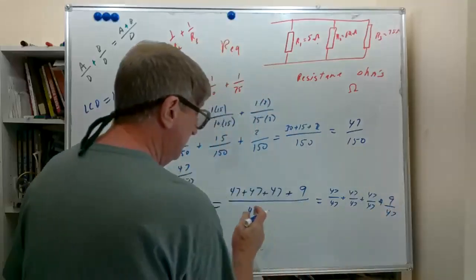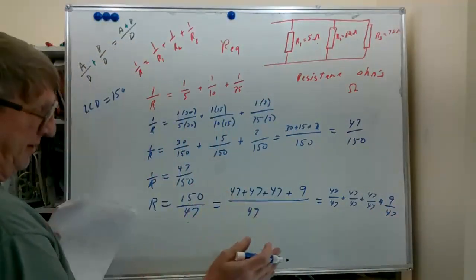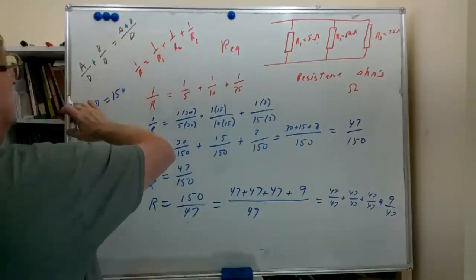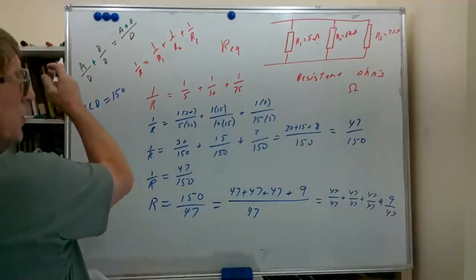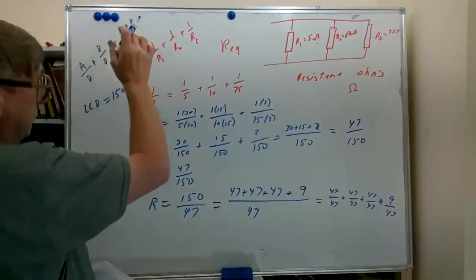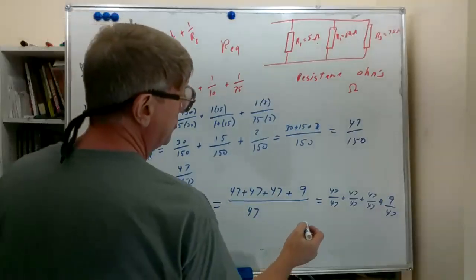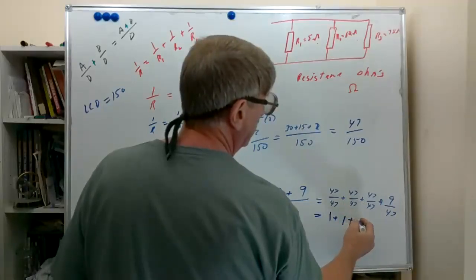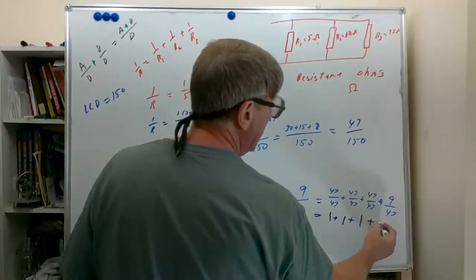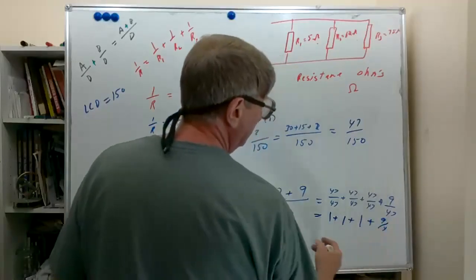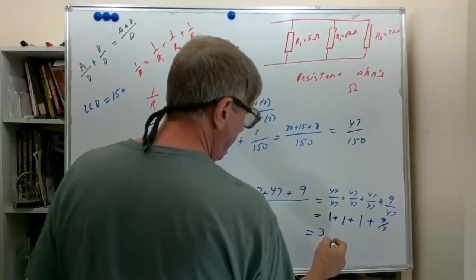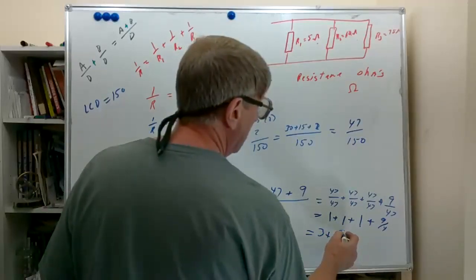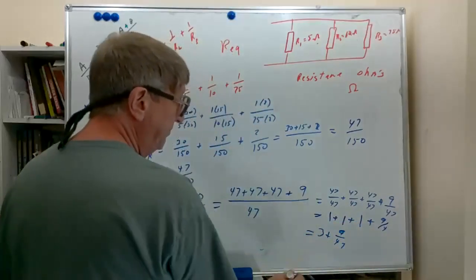We're just taking our common denominator and separating the fractions, basically doing this in reverse. And we can replace the 47 over 47 with 1, so 1 plus 1 plus 1 plus 9 over 47. So this is equal to 3 plus 9 over 47. We've added the 1 plus 1 plus 1 to get 3.